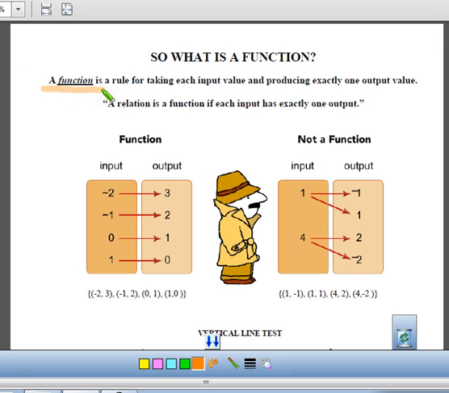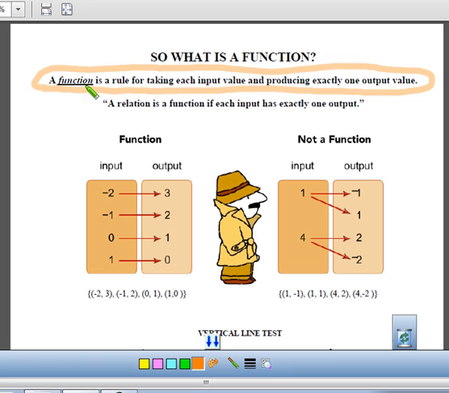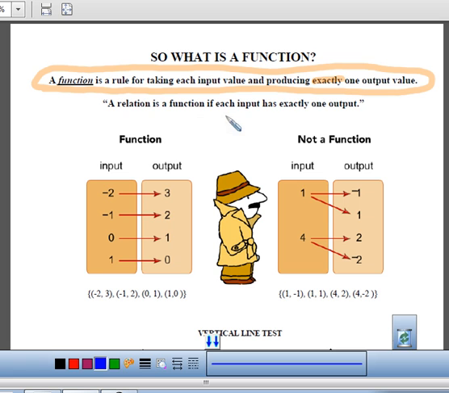We're going to be saying this. We're going to be writing this. We're going to be remembering this, because this is huge. A function is a rule for taking each input value and producing exactly one output value. So, a relation is a function if each input has exactly one output.